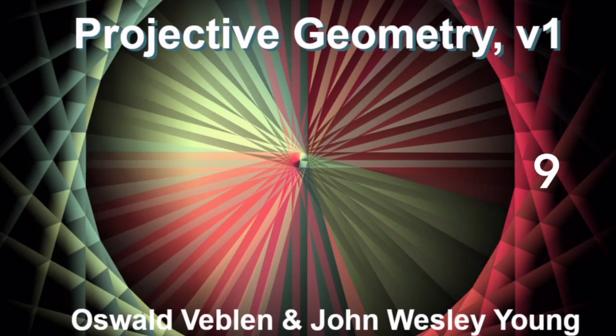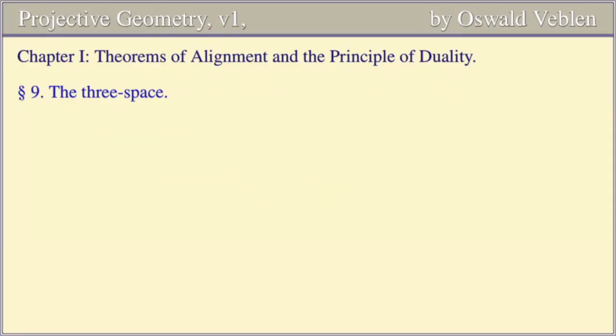Projective Geometry, Volume 1, by Oswald Veblen and John Wesley Young. Chapter 1, Theorems of Alignment and the Principle of Duality. Section 9, the three space.